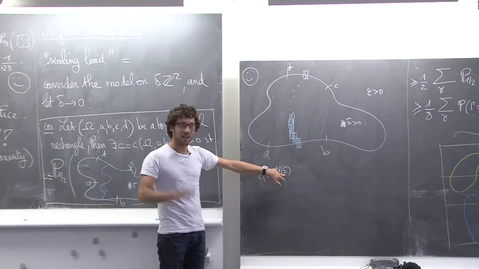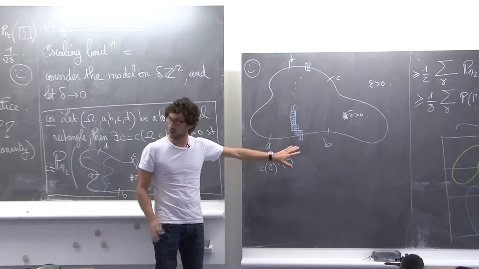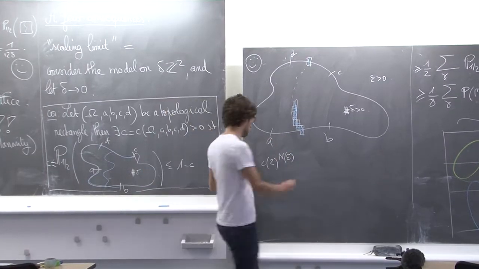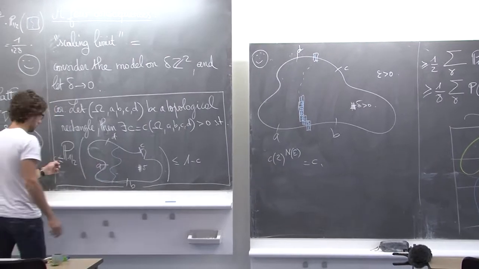But notice epsilon is fixed. So for any delta, I'm going to pay C2 to the n of epsilon. N of epsilon is fixed. So this is what I will call my constant C. So this is this constant.